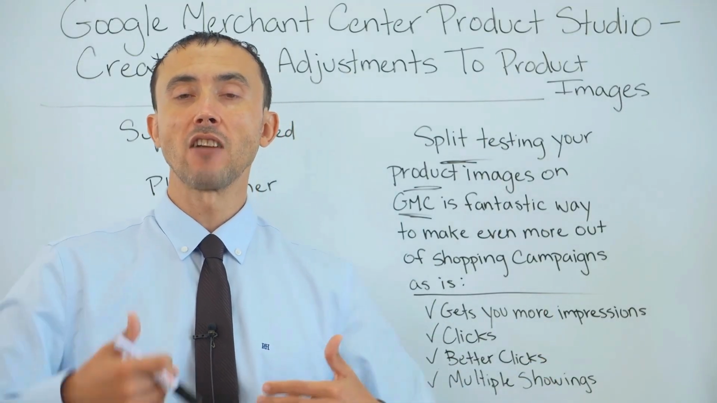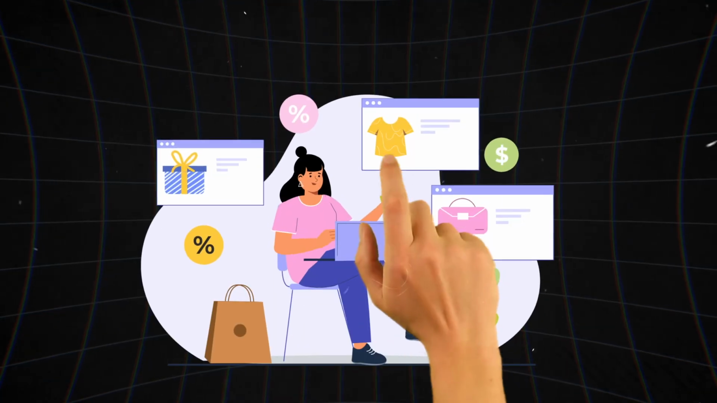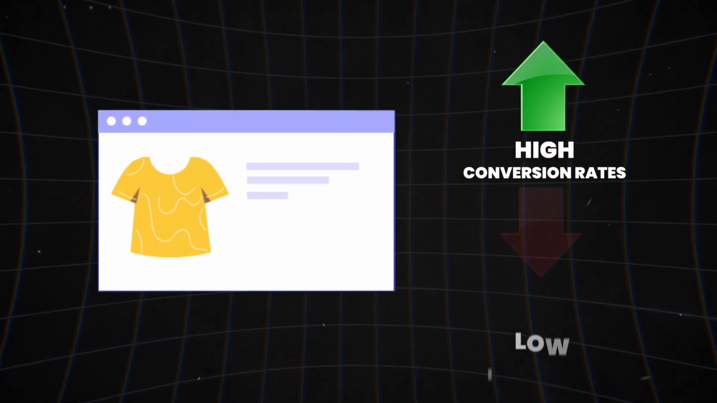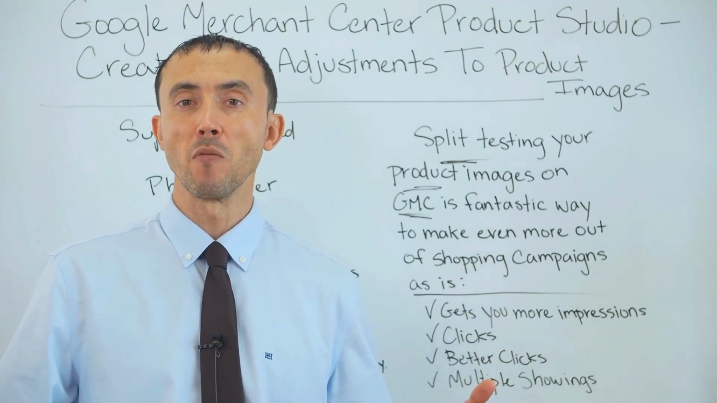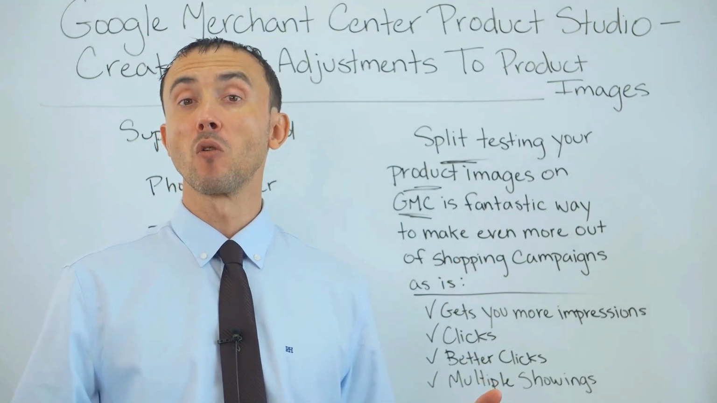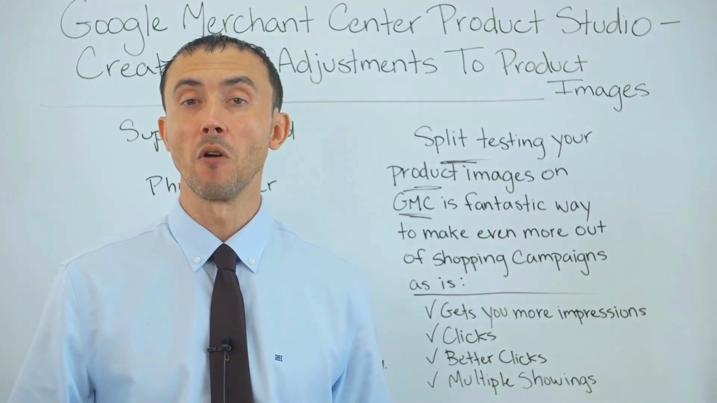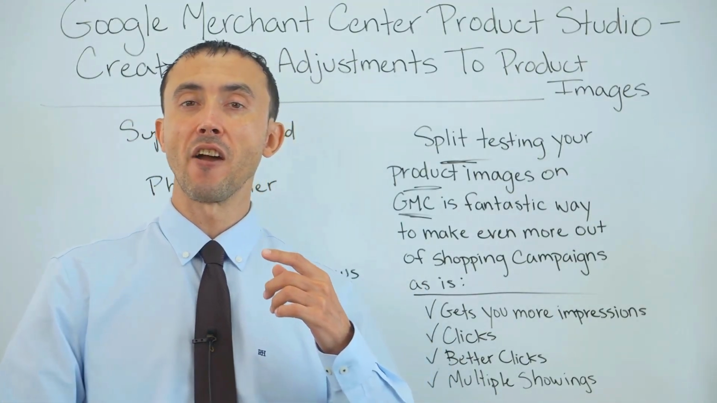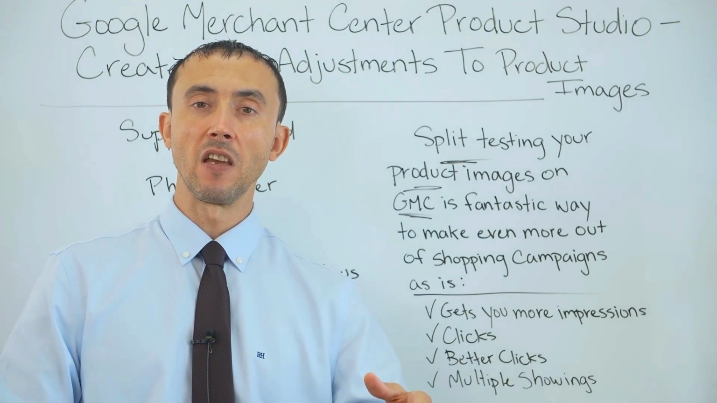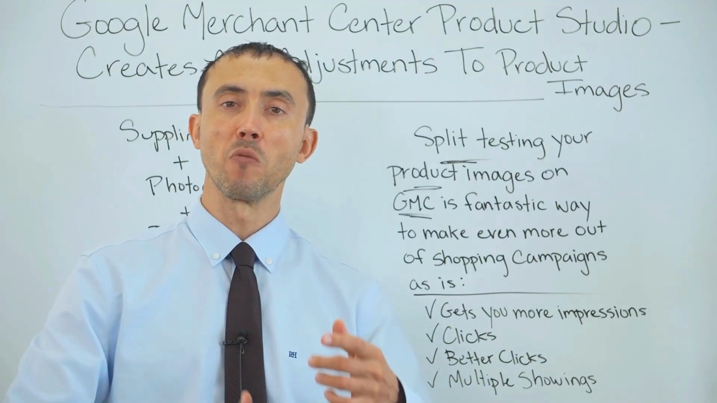What I do is I actually split test it. We'll pick a product with high conversion rates but low impressions, meaning Google is basically struggling to promote it more because it gets low click-through rates, lower than average. And then I will take that image and come up with a new one that I think will get a higher click-through rate, put it in my supplemental product feed, and then that'll override the image that's in Google Merchant Center now.